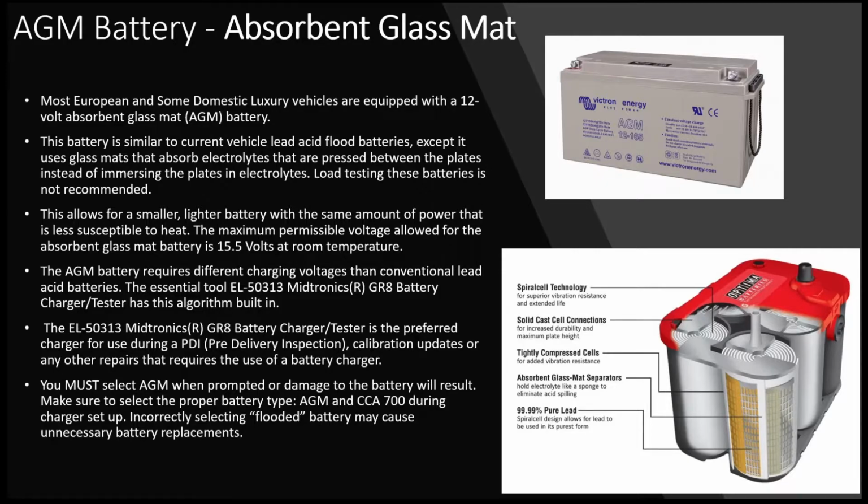So we now know that the abbreviation for absorbent glass mat is AGM. The battery is similar to the current vehicle's lead acid, flooded acid battery, except it uses glass mat to absorb the electrolytes. Inside here, you see the spirals. It's a matting, and you can see the grid type effect of the lead for the battery, and then they wrap it with a fiberglass mat.